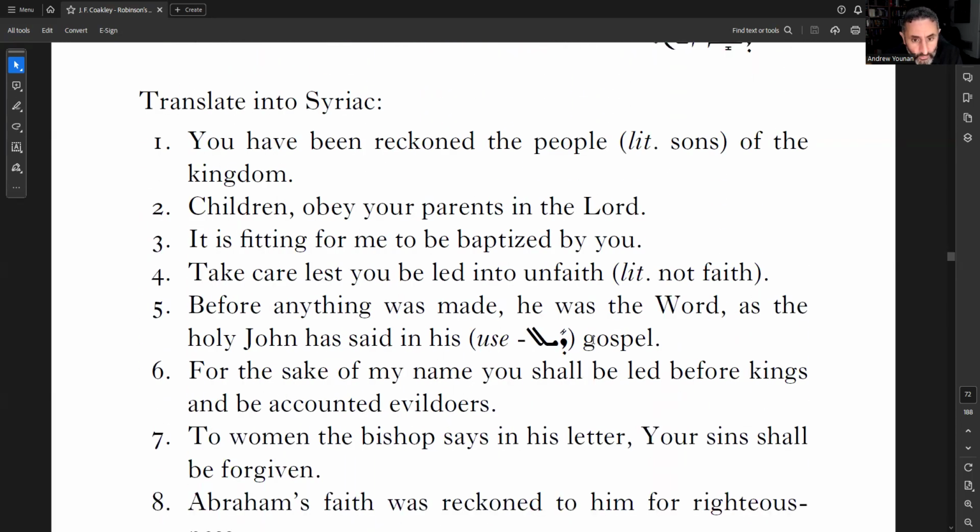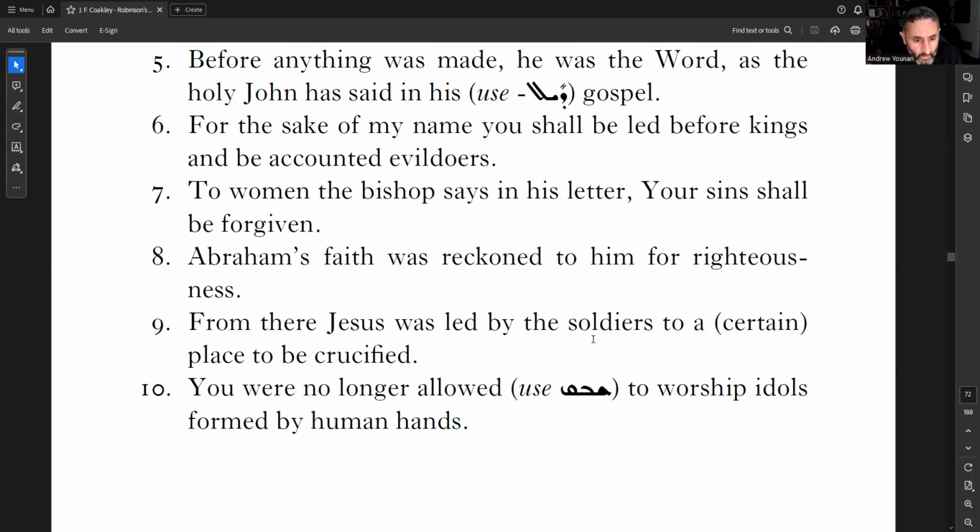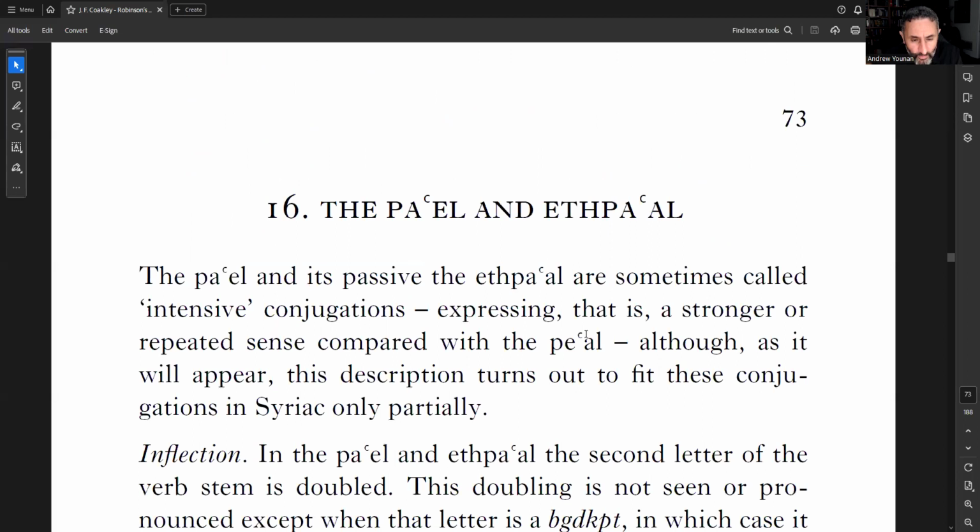All right, and translate those into Syriac if you want. Wouldn't hurt. And next lesson, we get to, I think, the intensive. Yep, we get to the intensive. See you then.